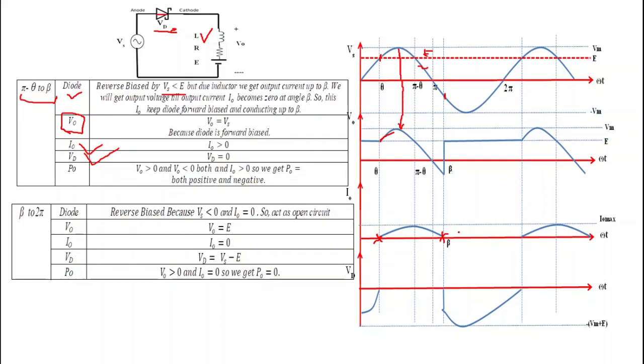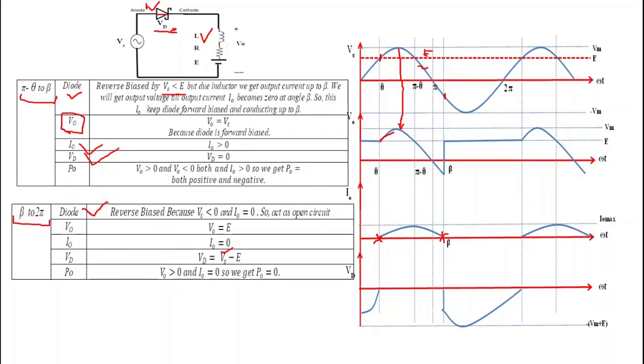Now what happens from beta to 2 pi? This current becomes 0. After beta, this current is 0. That means this diode gets reverse biased. Why does it get reverse biased? Because here the polarity reverses, and we get a voltage drop across the diode equal to Vs minus E. Here Vs is negative, that's why we get Vd negative. So the diode is already reverse biased, but here the current also becomes zero, that's why this diode gets open circuited.